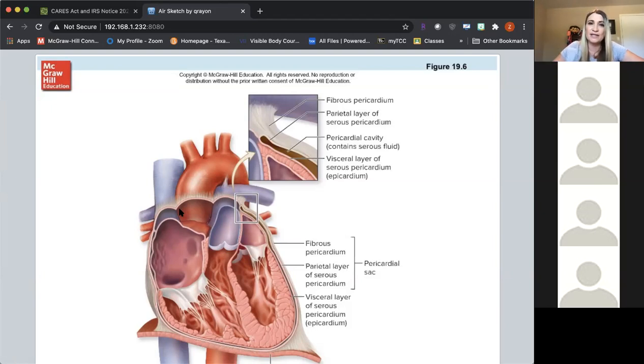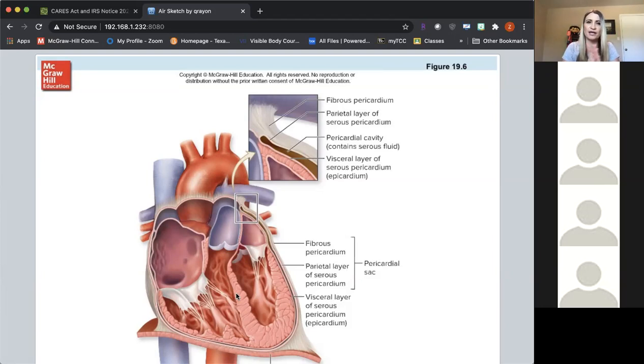And then something that you did not probably see in A&P1 is the fibrous layer of the pericardium. And fibrous layer of pericardium is on top of the parietal layer of serous pericardium. It's a tough fibrous tissue. And this is attached to the great vessels. It's attached at the bottom to the diaphragm, as you can see on here. And that helps keep the heart in place, okay?